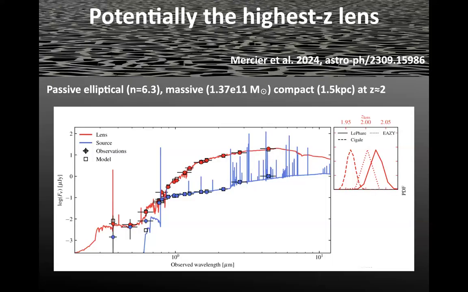Okay, so we derive the photo-z for this system. And here you have the lens, which is in red. That's the photo-z I got with LePhare, but we also tried Sagal and EAZY, so other codes. And the point which is exceptional with this object, which is an elliptical galaxy, is that the galaxy is probably at redshift 2. So our photo-z gives a solution at redshift 2. So that's probably the highest redshift lens that we know in this field, well, in general.